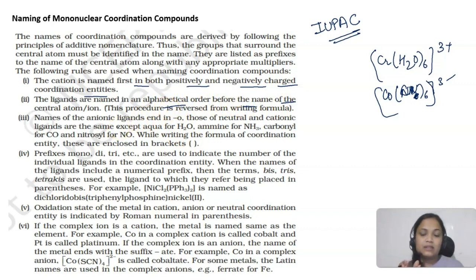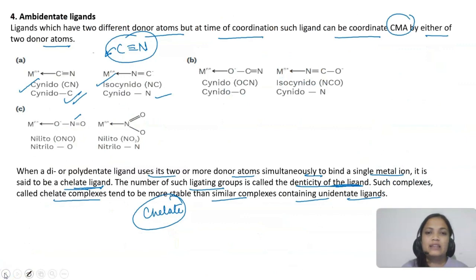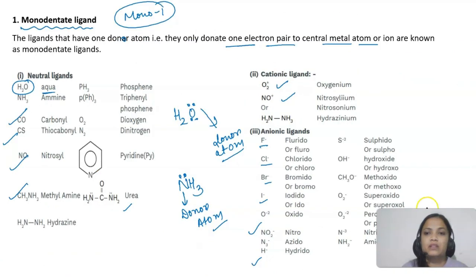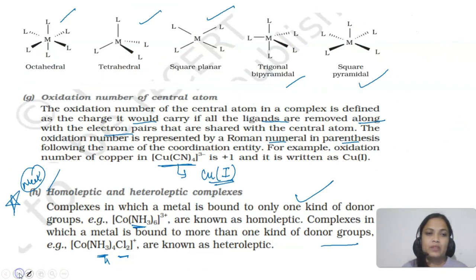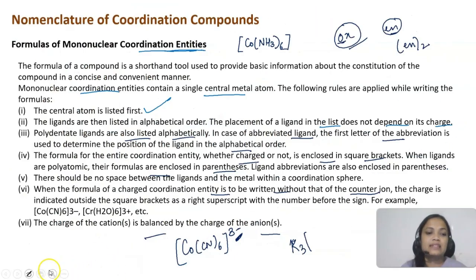The name of the central metal atom will be written at the very end. Now, the names of anionic ligands end in O. Just now I told you what the anionic ligands are. Let's go back there and see. Anionic ligands were here. See, their names end in O. Fluoride ion is there, so fluorido or fluoro. Chloride is there, so chlorido or chloro. So we will be writing O at the end.